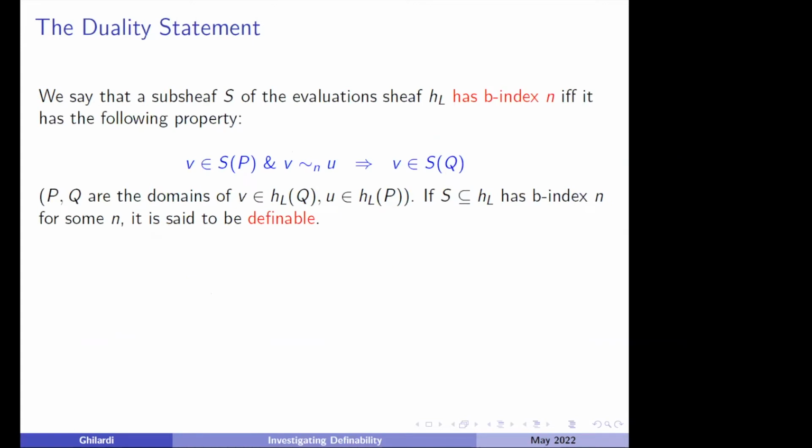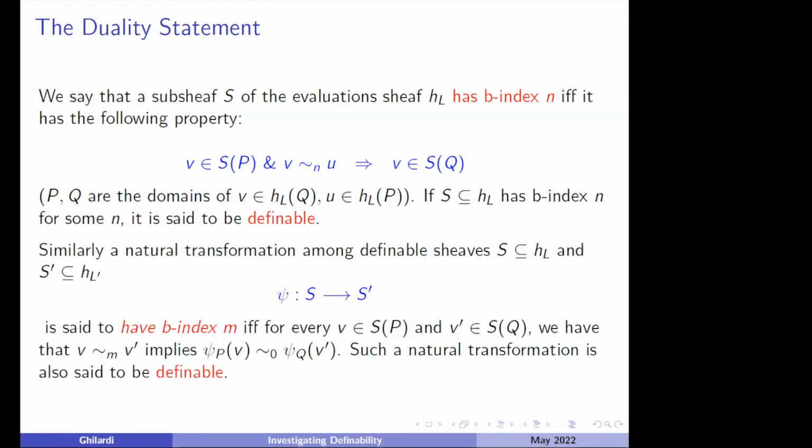Now, we consider a subsheaf of the evaluation sheaf, and we say that it has a bisimulation index n if it has the following property: whenever it contains an evaluation and I have another one which is n-equivalent, then the other one is also there. The subsheaves which have some bisimulation index are said to be definable. And similarly, a natural transformation between definable sheaves has index n if and only if whenever you have two n-equivalent evaluations and apply the natural transformation to them, you get zero-equivalent evaluations. Such natural transformations are said to be definable.